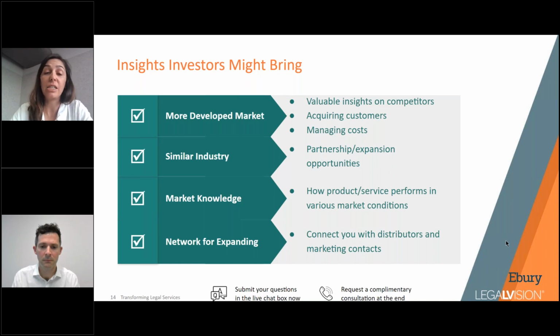Next, if the investor is from a similar industry, they might open up pathways to partnership and expansion opportunities. Or if not that investor, they might be able to introduce you to people as well that you might be able to partner with overseas.